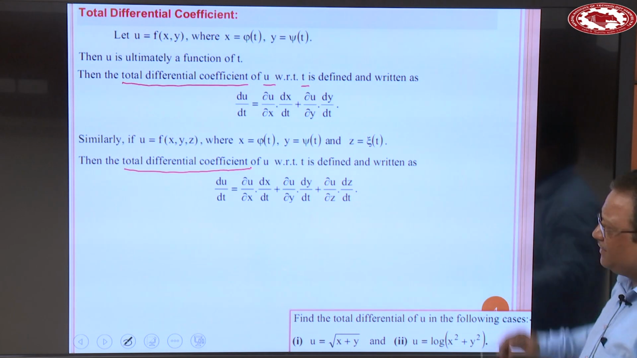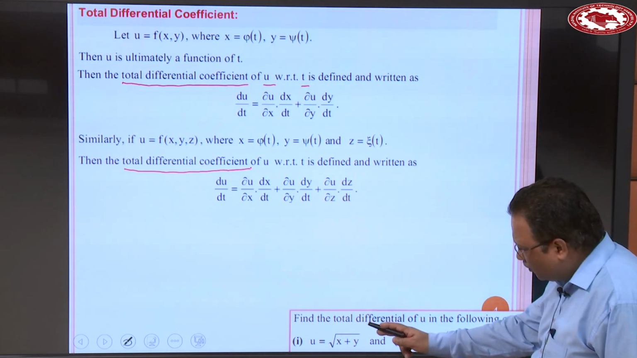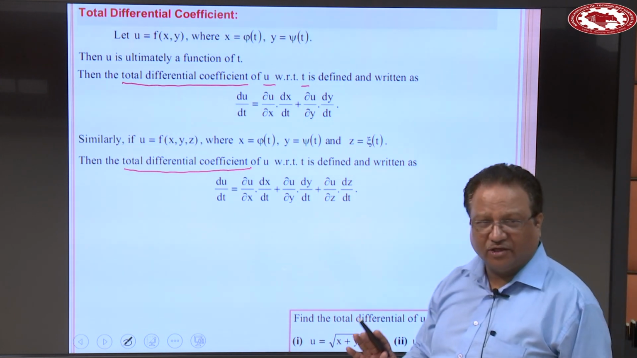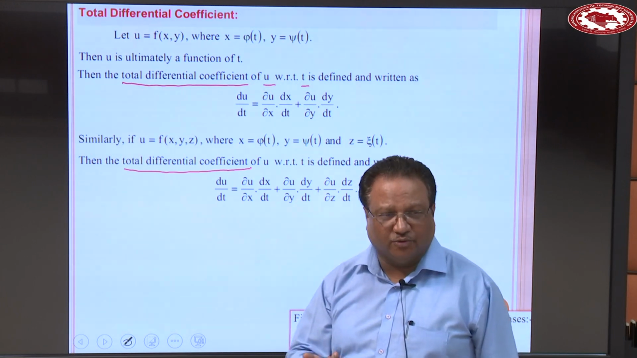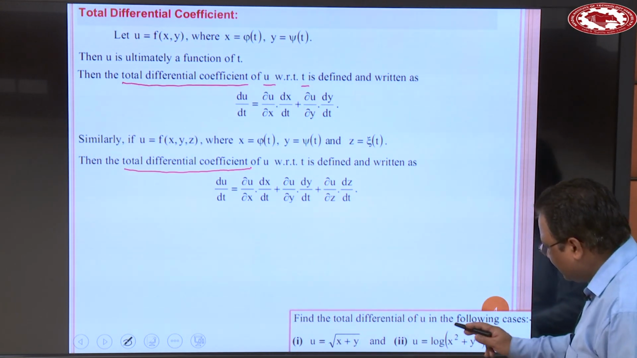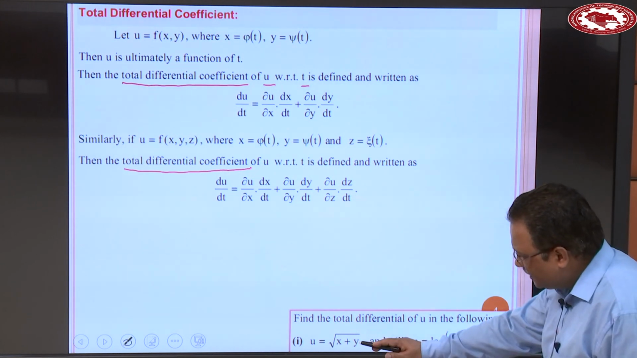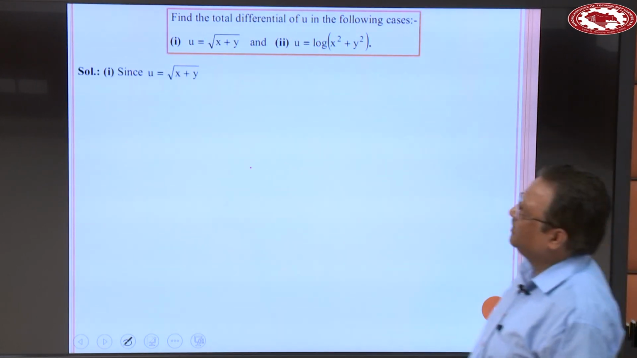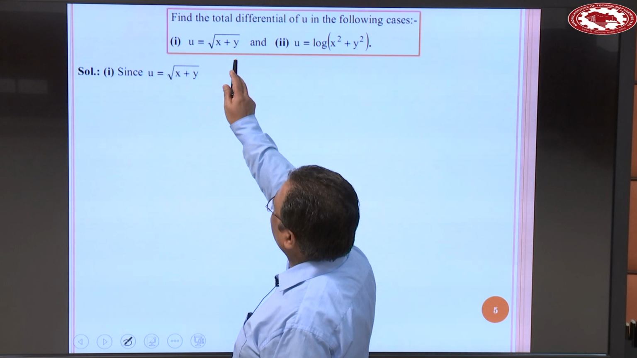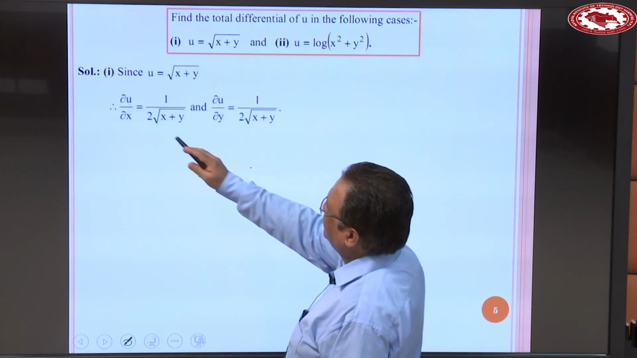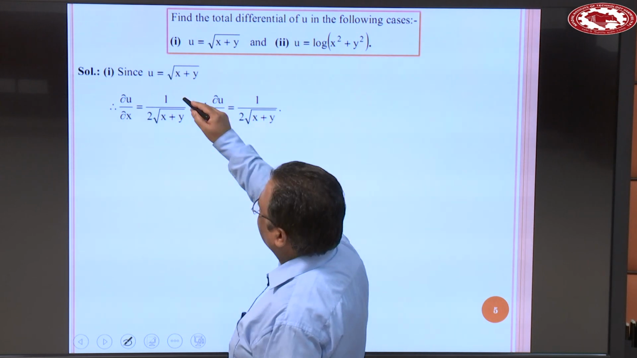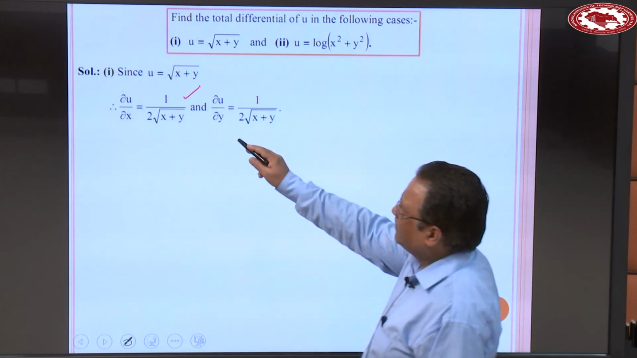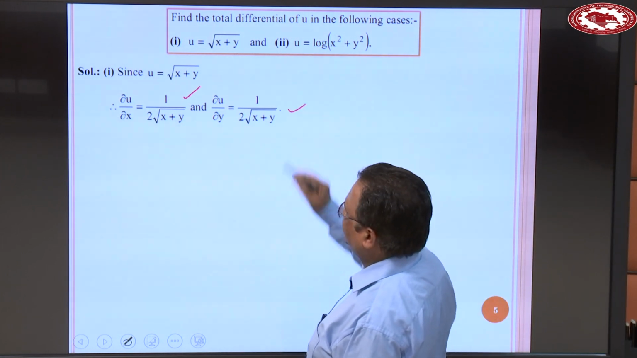So, using all these definitions, calculate total differential of u, total differential, not total differential coefficient, total differential of u means du, clear. So, total differential of u in the following cases. First one is u is equal to root of (x plus y), and second one is u is equal to log(x square plus y square). So, in first case u is equal to root of (x plus y), then calculate ∂u/∂x and ∂u/∂y. This one is ∂u/∂x equals 1 over 2 root (x plus y), and ∂u/∂y equals 1 over 2 root (x plus y).